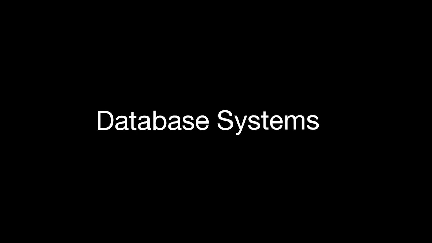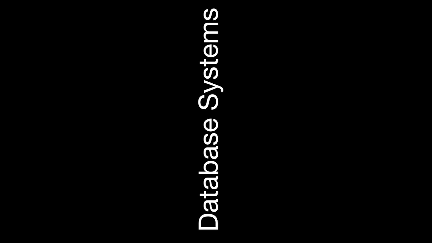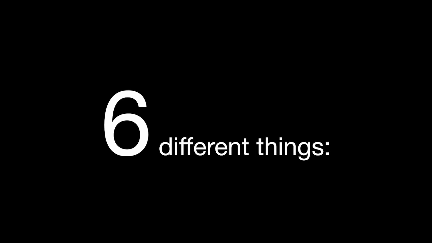Important to understand is that database systems is actually a vertical topic. What that means is database systems covers at least 6 different things, 6 different sub-areas from computer science. Let's go through them. So the first is data layouts. What is a data layout?